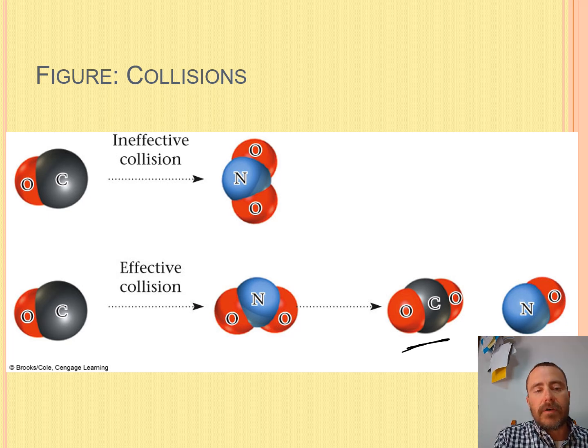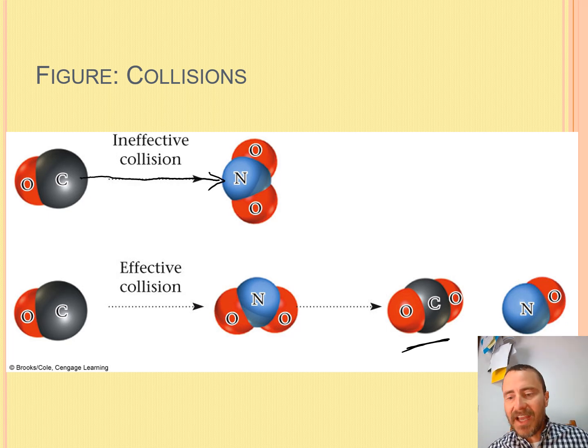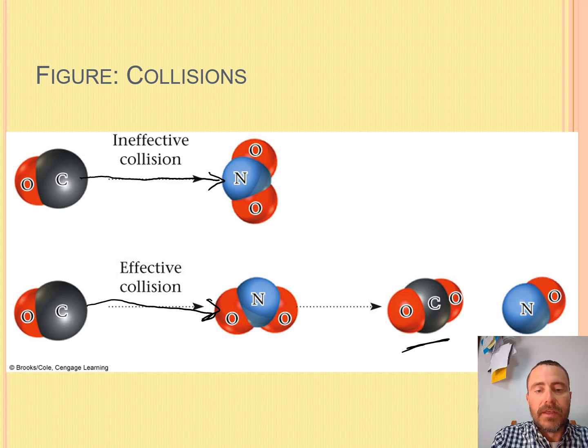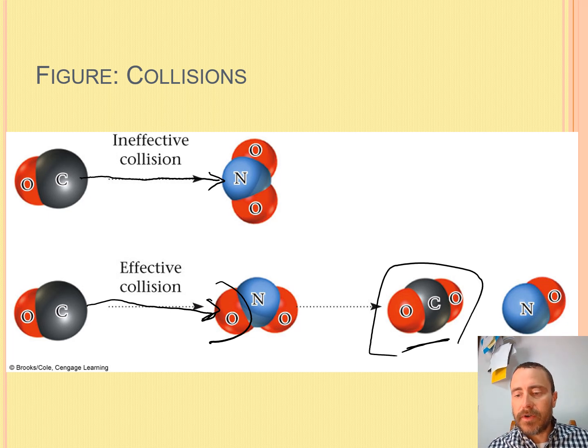If the carbon comes in and hits a nitrogen, it's not going to react with that nitrogen. What the carbon has to do is come in and hit the part of this molecule that has an oxygen, so that it can steal it away to become that carbon dioxide over here. That's what we mean by sterics: they have to be aligned properly for that to happen.